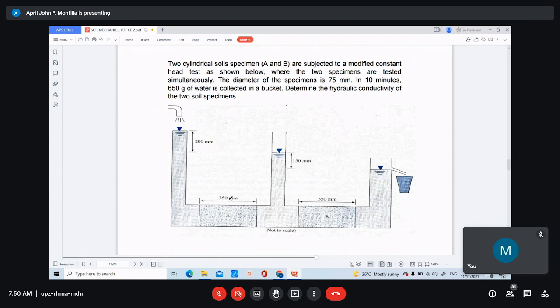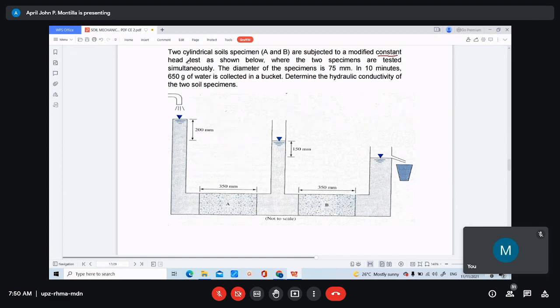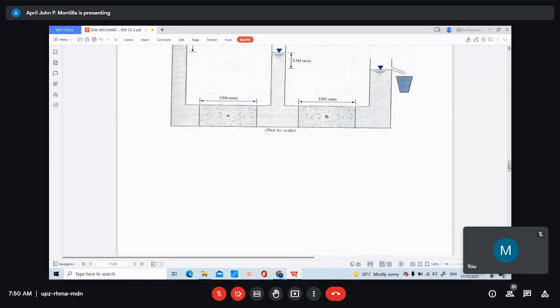Ano yung hydraulic conductivity ni soil A? Ano yung hydraulic conductivity ni soil B? Ngayon, ating setup. Nandito yung inflow sa taas, nandito yung outflow. So malalaman nyo na kung anong kind of flow yan. Ang binanggit doon, constant head test. Again, this same equation, that hydraulic conductivity is equivalent to QL over AHT.